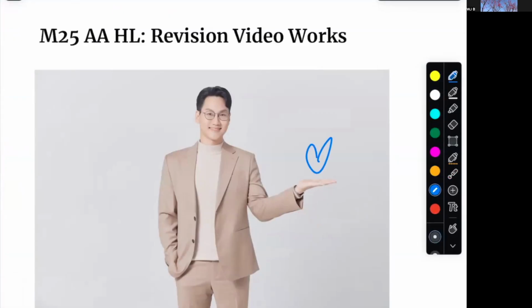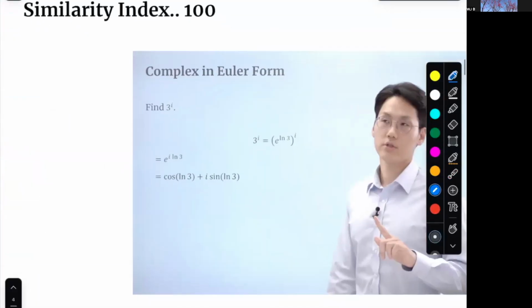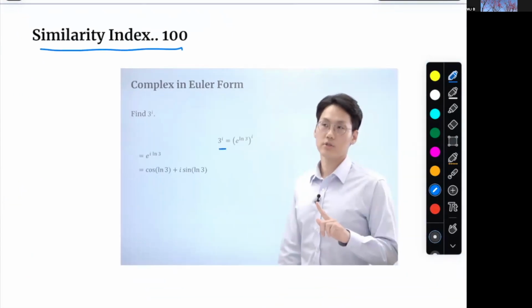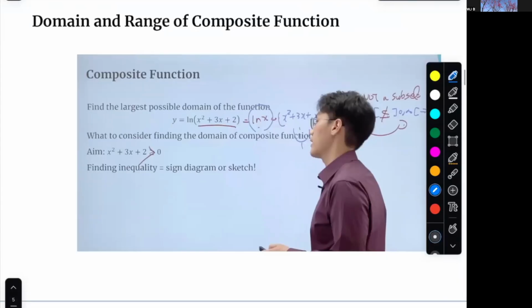But yes, if you look at the similarity index for this exam and our revision video, it's 100%, because the sys of Lin 3 was on, I believe, paper one in Asia. And also you had to find the domain and range of the composite function. I believe you had to find the range of something like a vertex form, wasn't it? Not only just the domain, but also the range.